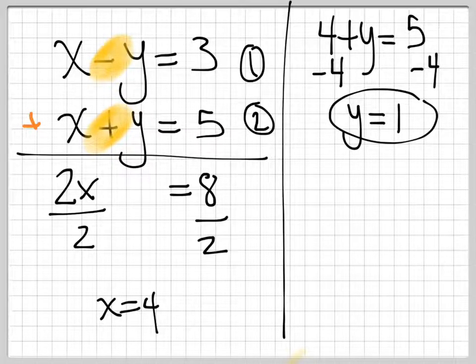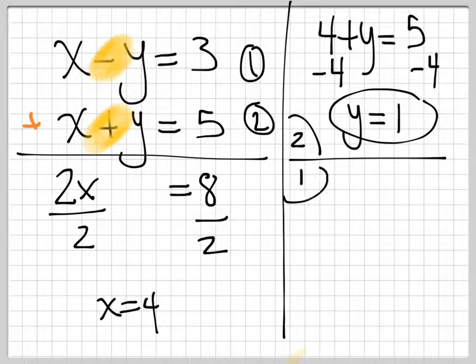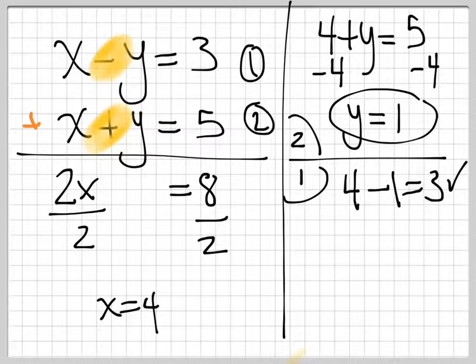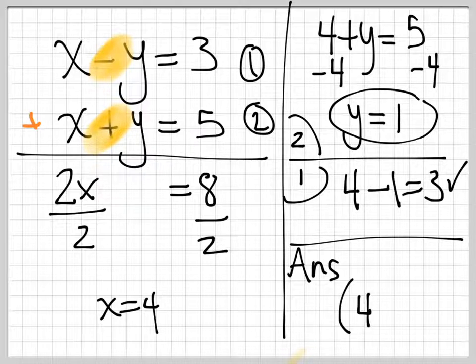And we can check that. Right, so we did this in equation 2. Let's plug in 1 and 4 into equation 1, and we get 4 minus 1 equals 3, which is true, and so it worked in equation 1. And so our answer, remember our answer is always an ordered pair, x comma y, so our answer is 4 comma 1. Let's try another example.